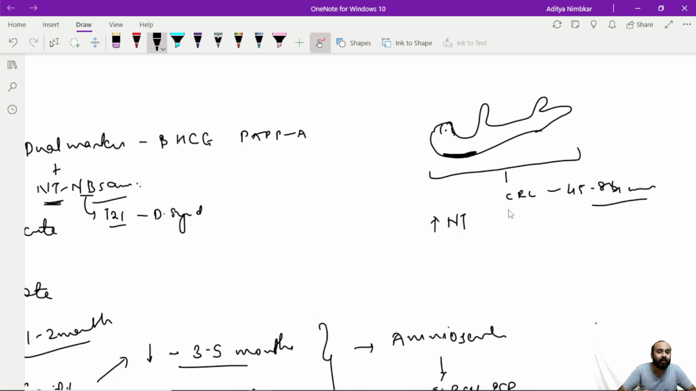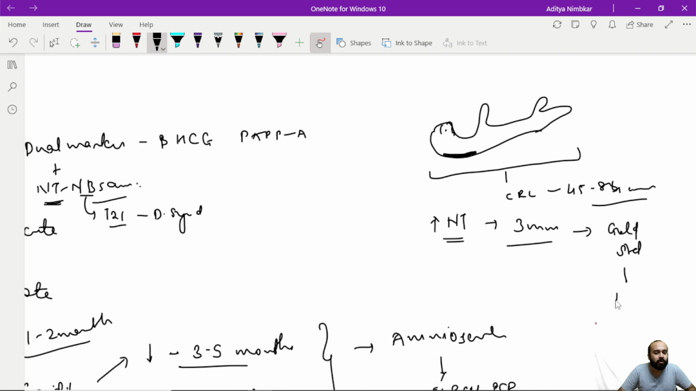It is an indicator of some congenital anomaly that the baby has, which is leading to edema of this dependent part of the fetus. So when the NT is more than 3 millimeters, the screening is said to be positive, and you do a gold standard test.